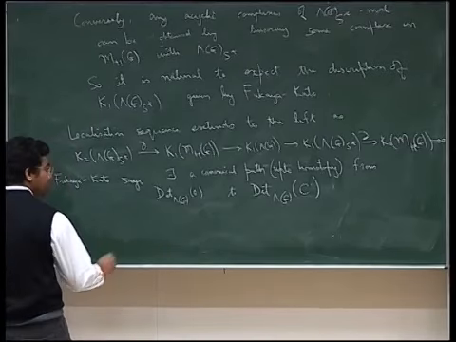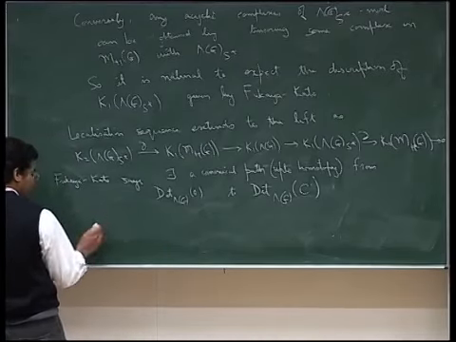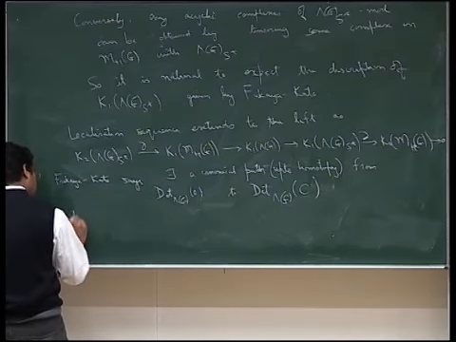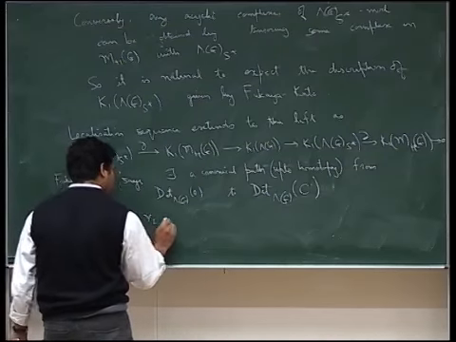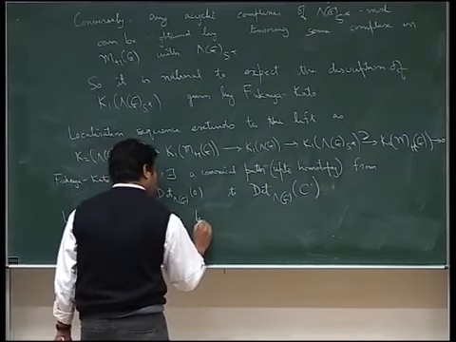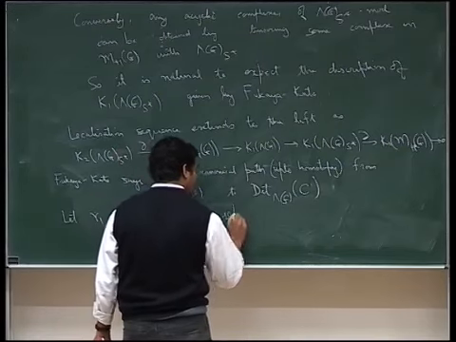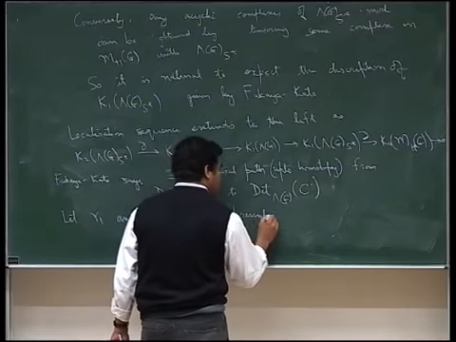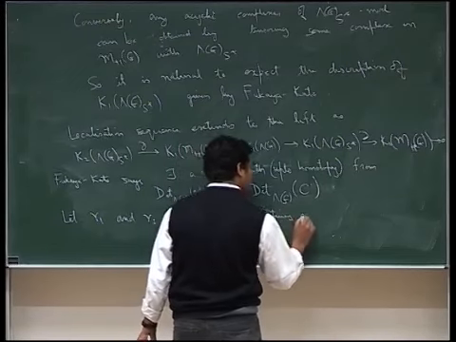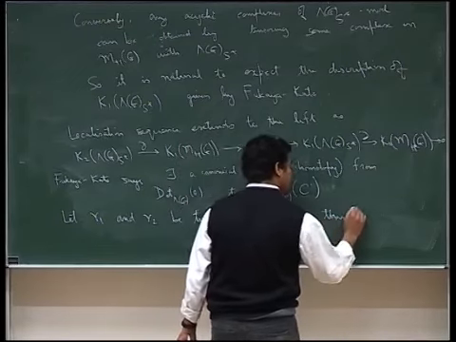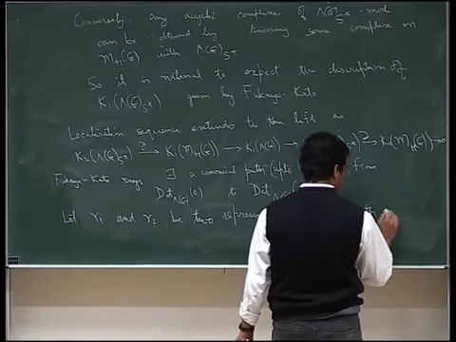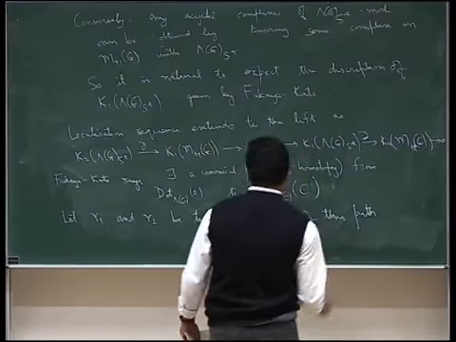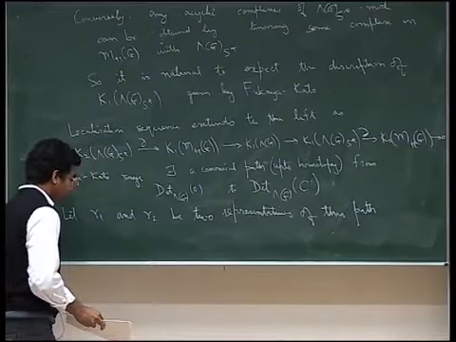Now what happens if we choose two different paths in the same homotopy class? So let gamma 1 and gamma 2 be two representatives of this path.